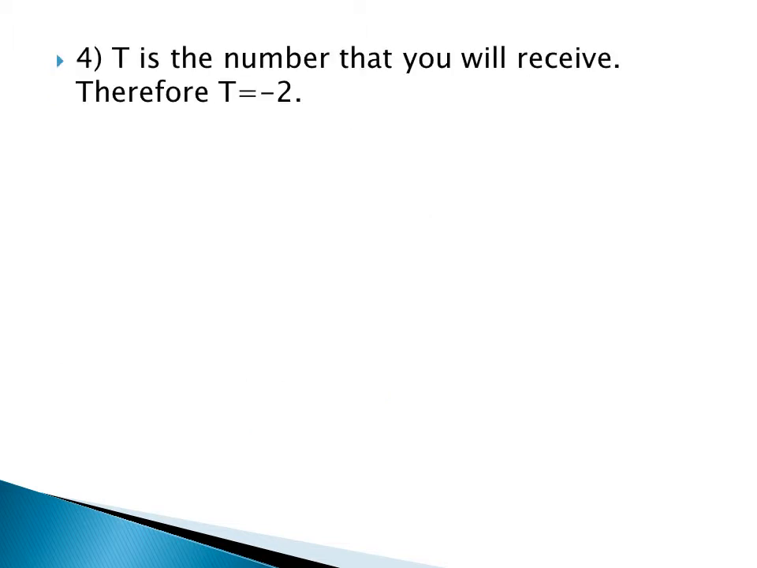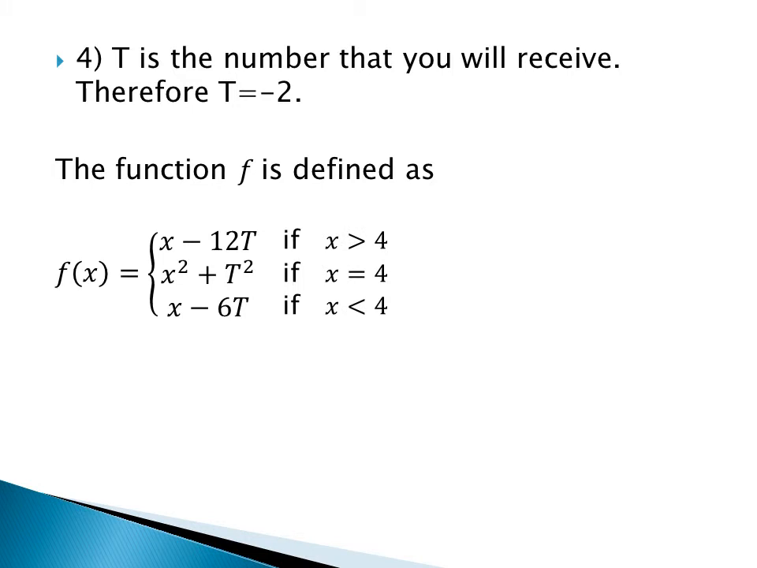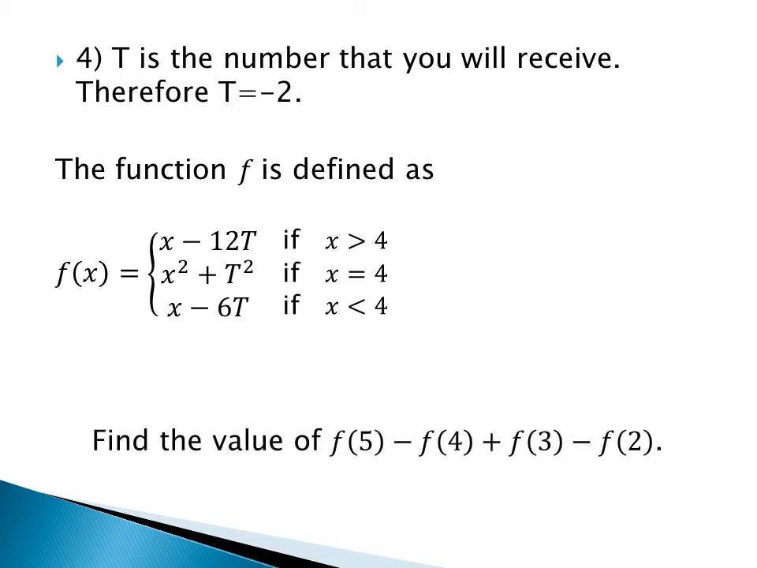Question 4, t is the number that you will receive, therefore t equals minus 2, and the function f is defined as f of x equals x minus 12t if x is greater than 4, f of x equals x squared plus t squared if x equals 4, and f of x equals x minus 6t if x is less than 4. And you'll find the value of f of 5 minus f of 4 plus f of 3 minus f of 2.